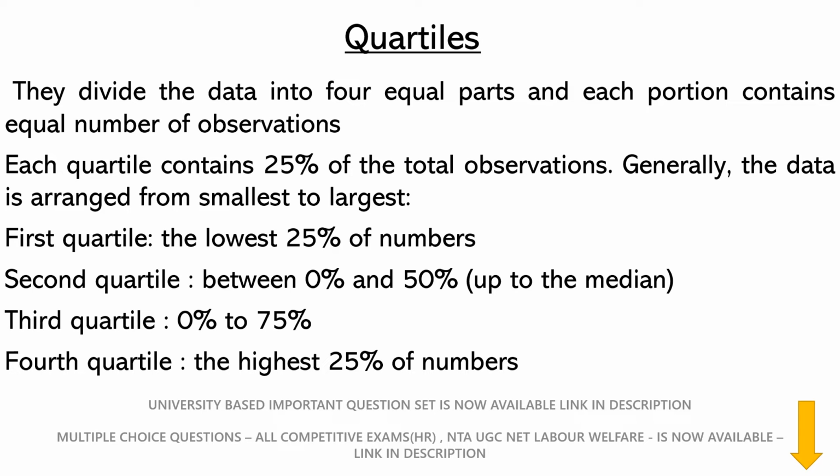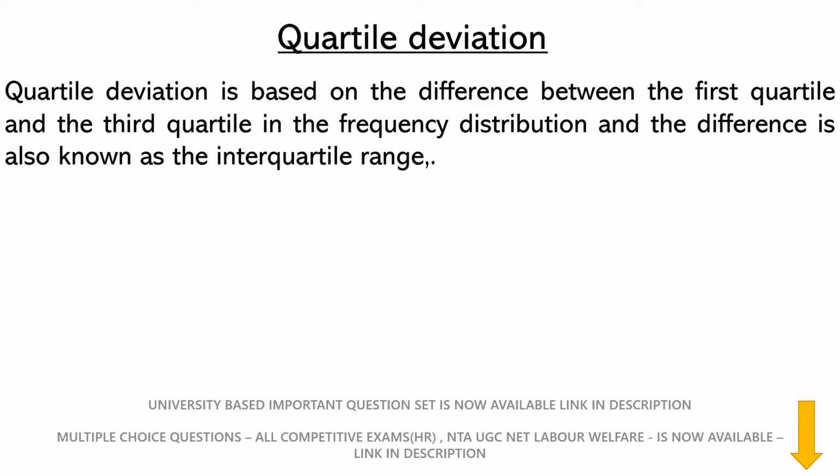So this is the theoretical portion, but when we do the problems, it will be very easy for you to understand. Now, why we have to understand what a quartile is is because we are going to move into a new topic, that is quartile deviation. Quartile deviation is nothing but the difference between the first quartile and the third quartile in the frequency distribution, divided by 2. So it is known as the interquartile range or quartile deviation.